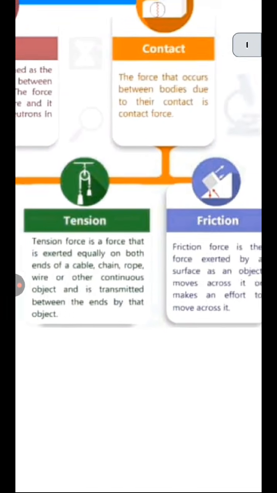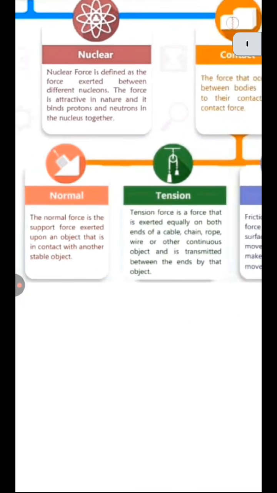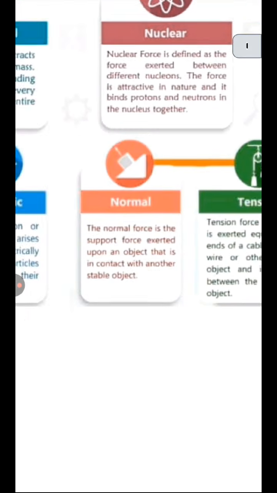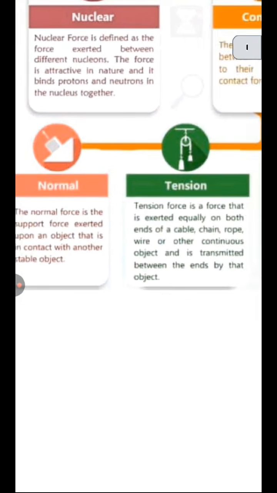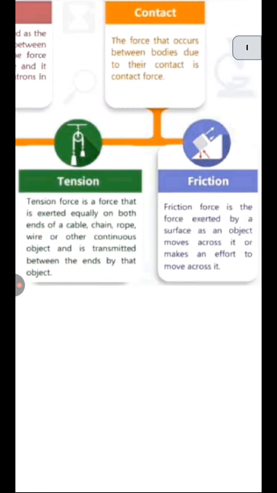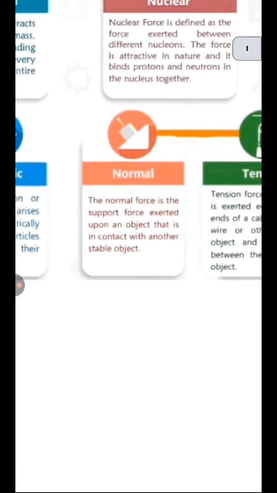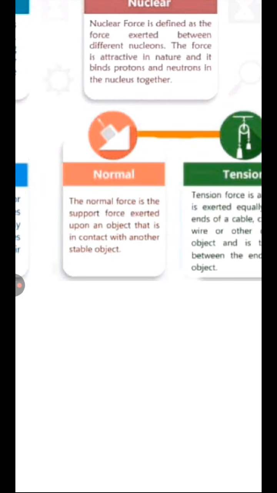We have contact force, which is divided into three: normal force, tension force, and friction. Let's define normal force first. Normal force is the support force exerted upon an object that is in contact with another stable object.